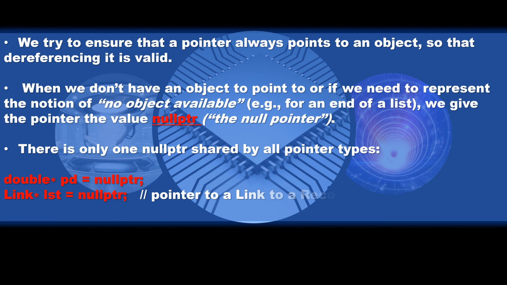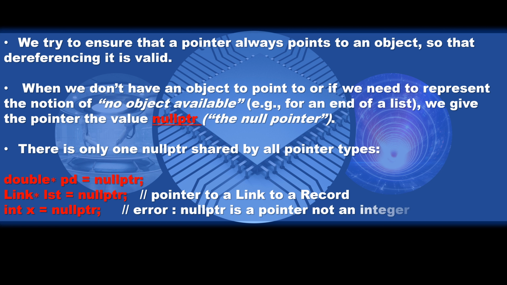double* pd = nullptr; Link<Record>* lst = nullptr; // pointer to a Link to a Record. int x = nullptr; // error: nullptr is a pointer, not an integer.